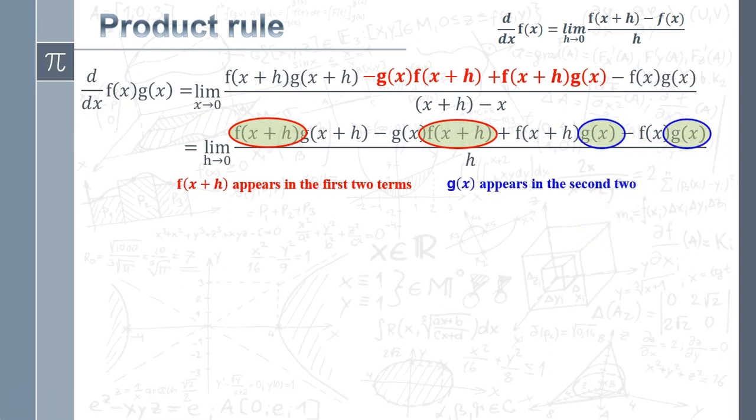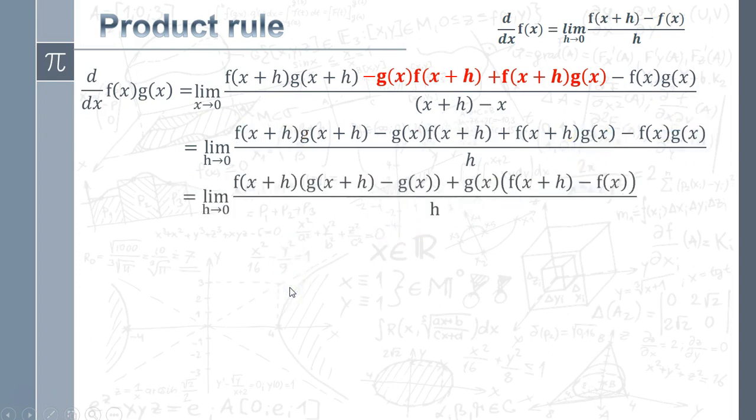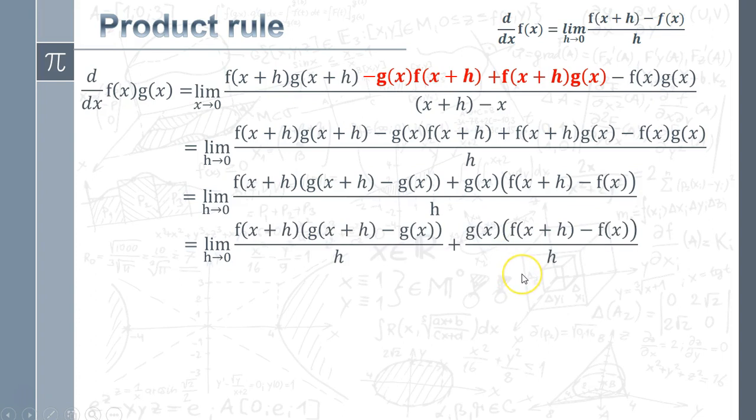I'm going to factorise the first two terms across with f of x plus h, and terms 3 and 4 I'm going to factorise across with g of x. So what we get is that. Just keeping around the brackets, you'll notice I've got a bracket around this g of x plus h minus g of x. That's taking f of x plus h out of there, and the same thing's going on over here. The next thing I'm going to do is write it as two separate fractions. So this bit here is my first fraction, all over h, and this bit here is my second fraction, all over h.